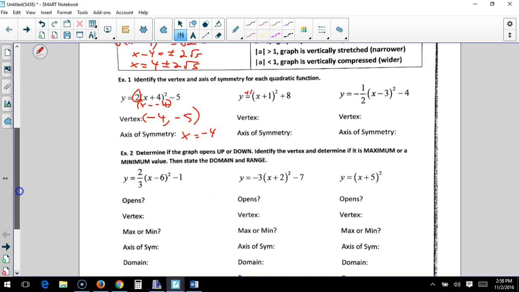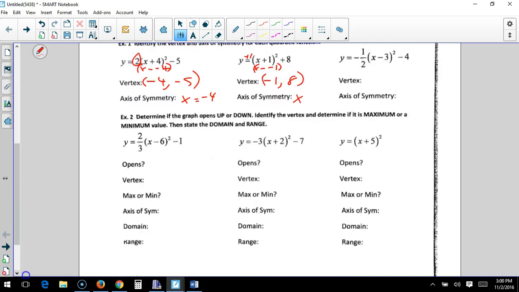Here, we have a plus 1 out here. So it's not going to be stretched, but it is going to be positive. Again, this is x minus negative 1. So my vertex is going to be negative 1, comma, 8. And the axis of symmetry, once again, you just get it from that first spot. It's negative 1. x equals negative 1.